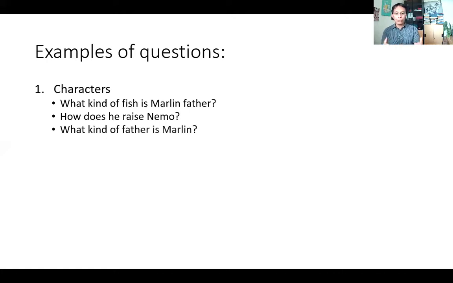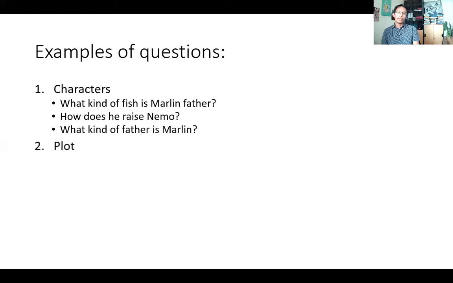Or if you want to go into a deeper or more elaborative question, you can ask, what kind of father is Marlin? Is he a thoughtful father? Is he an orthodox father, or is he a conservative father? Is he a strict father, and so on? You can ask this question.